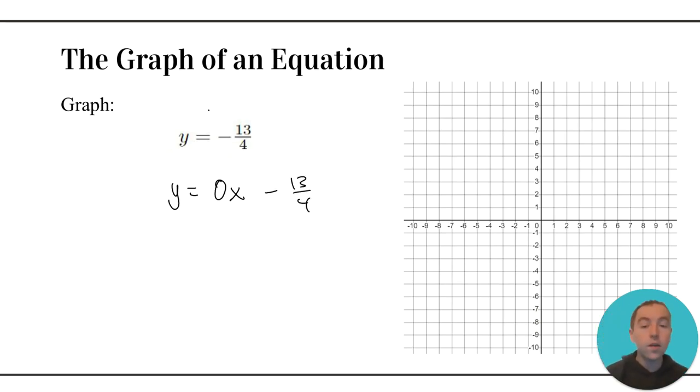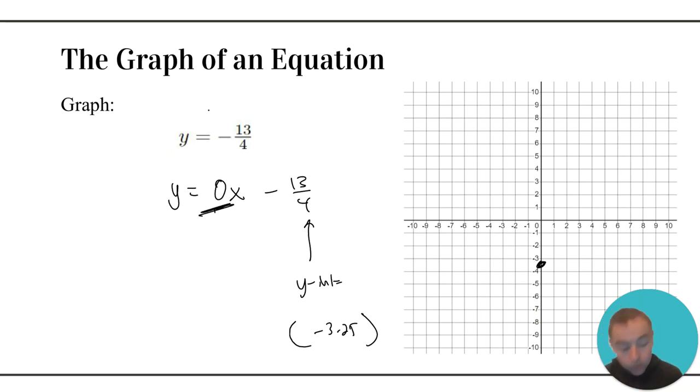So what this really means then is that actually your y-intercept is going to be at negative 13/4, which as a decimal is going to be negative 3.25. So right there. But then it does have a slope of 0, which means it goes horizontally. So it turns out that actually you need an entire horizontal line to satisfy this equation.